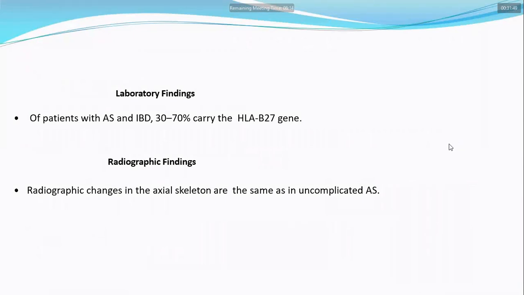These are the extra-intestinal manifestations of inflammatory bowel disease. Laboratory finding: 30 to 70% can carry the HLA-B27 gene. The radiographic changes are the same as in uncomplicated ankylosing spondylitis. The main difference is the bowel complaint. These are inflammatory bowel disease with peripheral arthritis, or with spondylitis and sacroiliitis. So the basic difference will be the bowel complaint, the gastrointestinal problem.